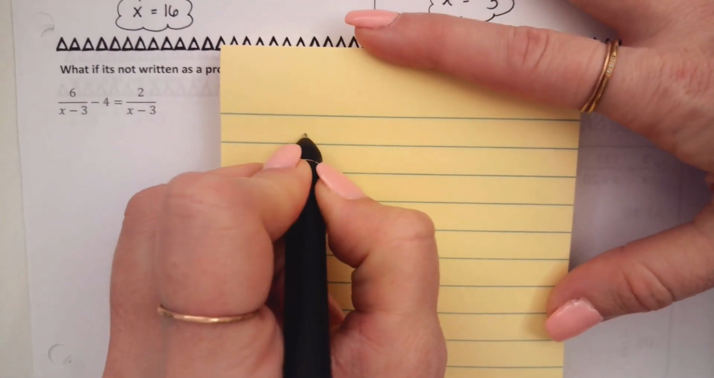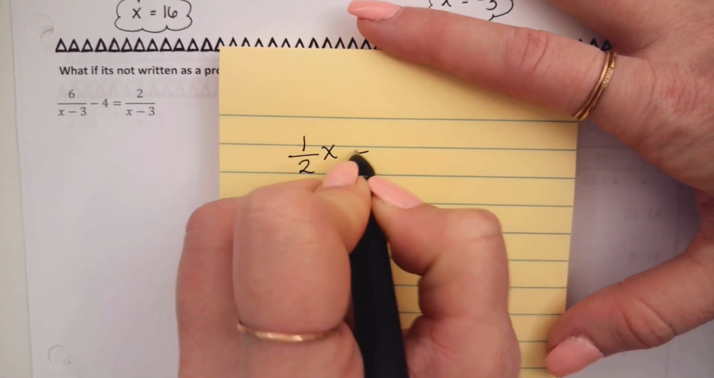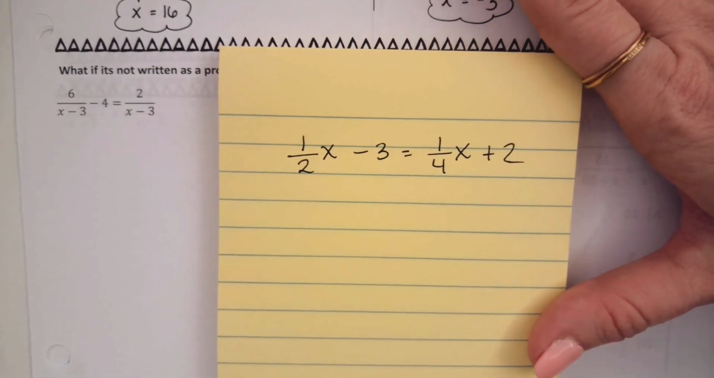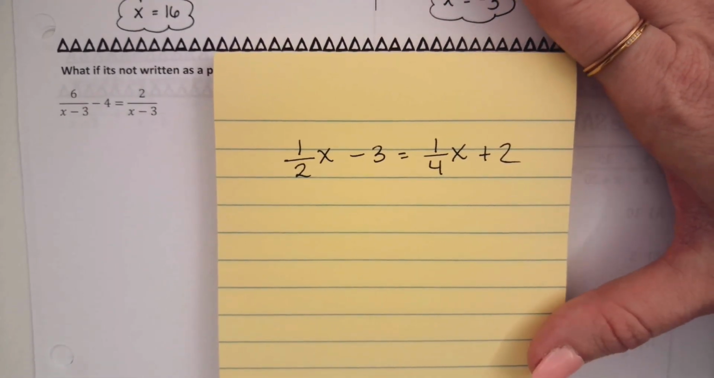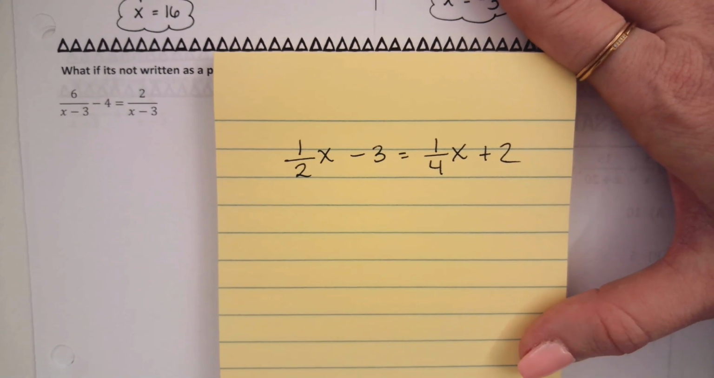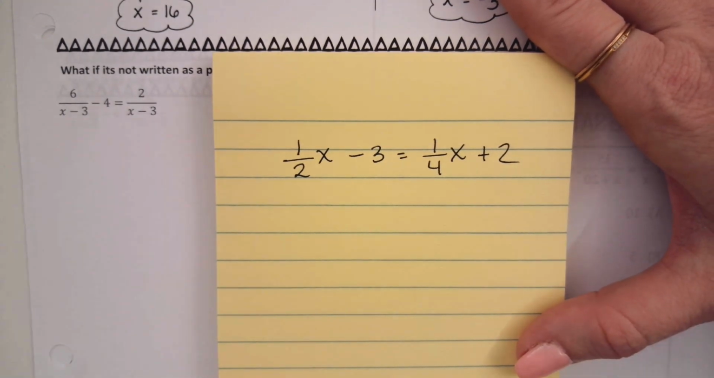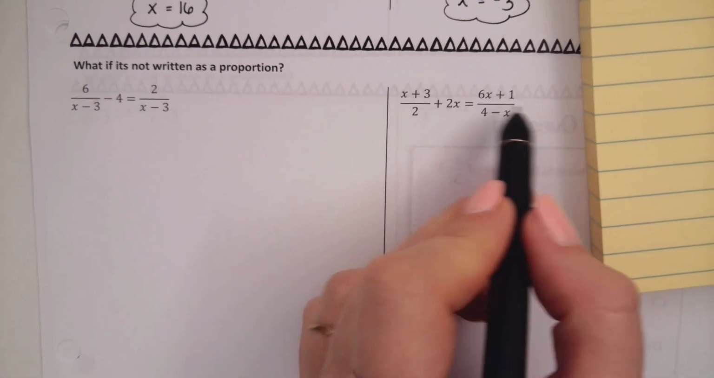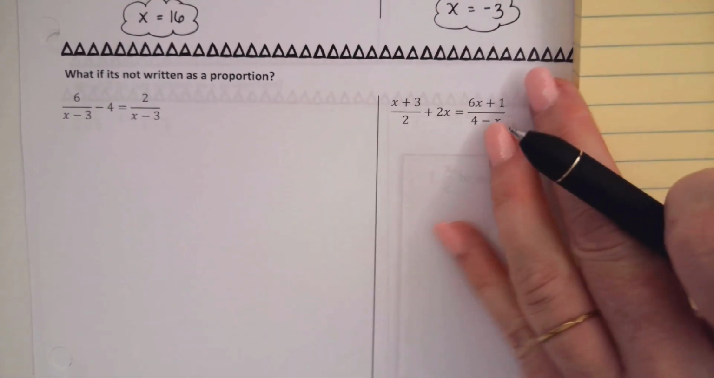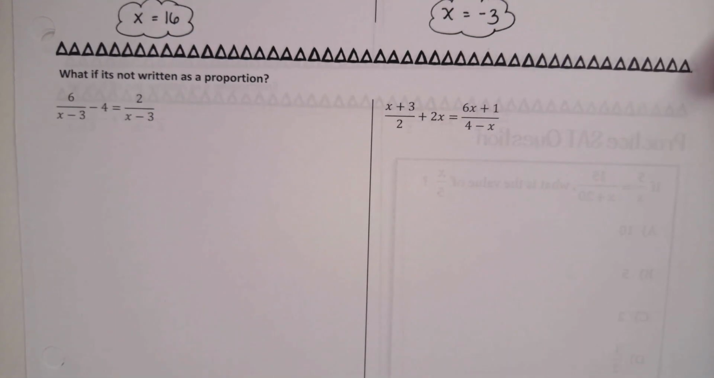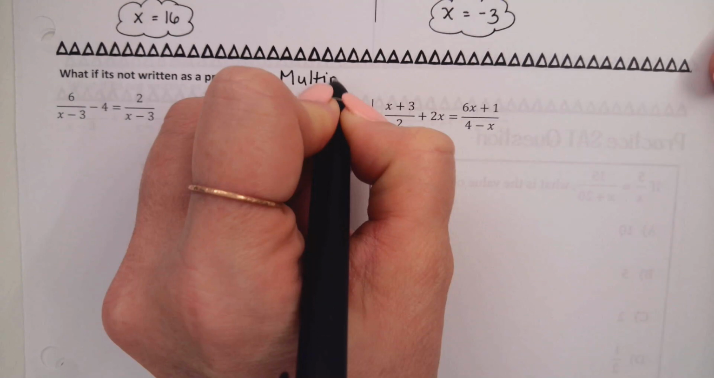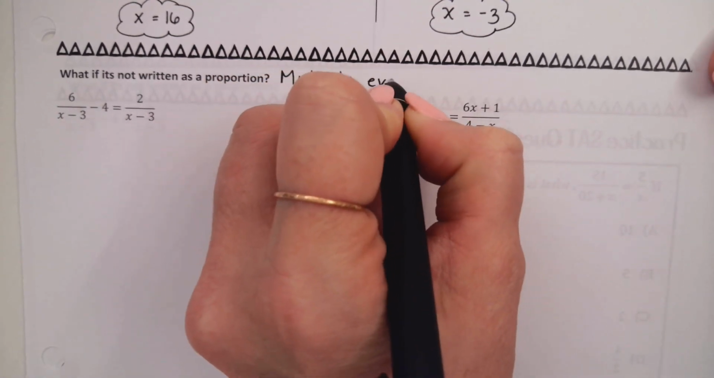So say we had an Algebra 1 equation that said 1/2 x minus 3 equals 1/4 x plus 2. What would we need to multiply everything by to get rid of these fractions? 4. Guess what 4 is? The least common denominator. Right. So when we have a fraction, and it's not necessarily just one fraction equals one fraction, you'll have some other term. You will need to multiply each side by the least common denominator, or multiply everything by the least common denominator.